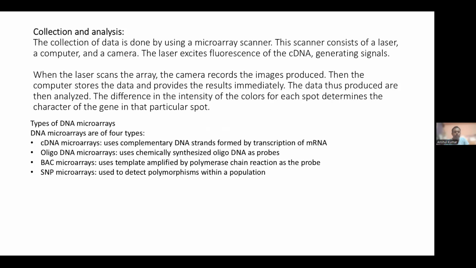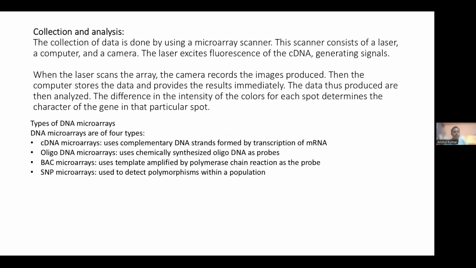The collection of data is done using a microarray scanner. This scanner consists of a laser, a computer, and a camera. The laser excites fluorescence of the cDNA, generating signals. When the laser scans the array, the camera records the images produced. Then the computer stores the data and provides the results immediately. The data thus produced are then analyzed. The difference in the intensity of the colors for each spot determines the character of the gene in that particular spot.